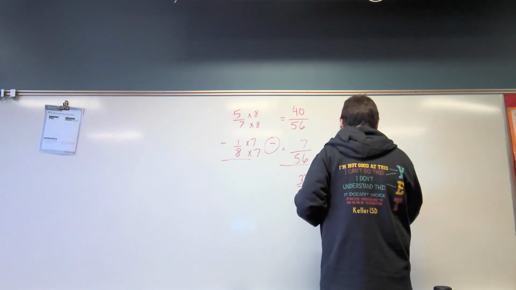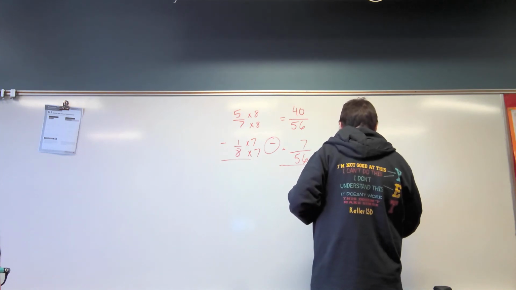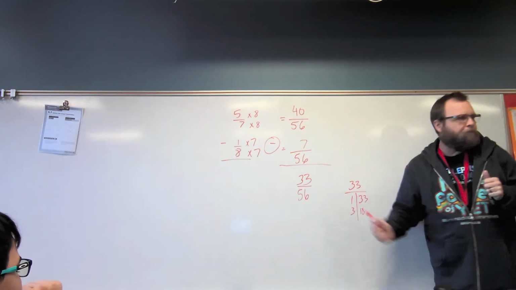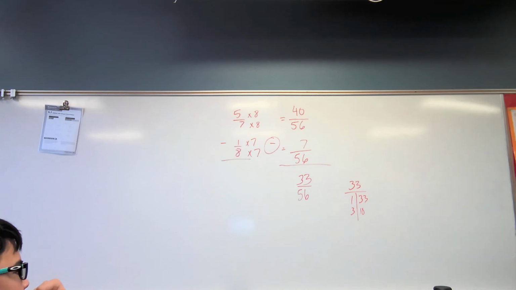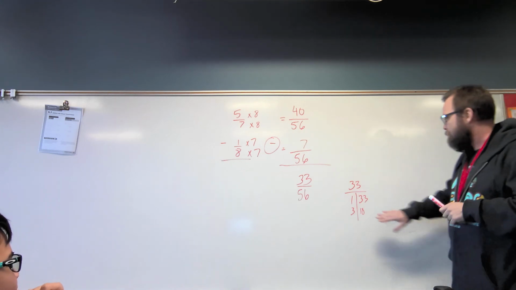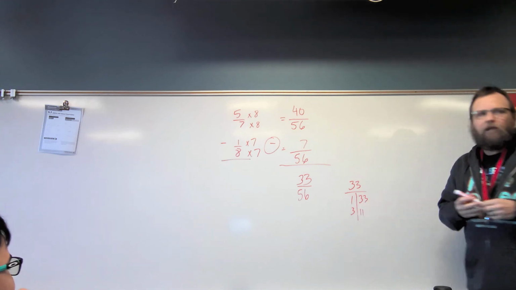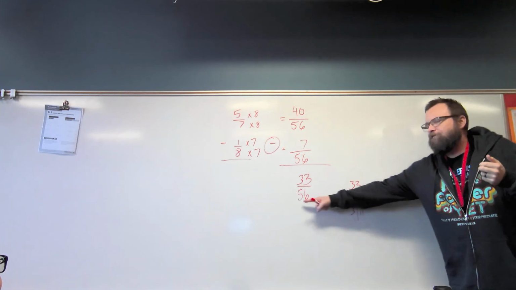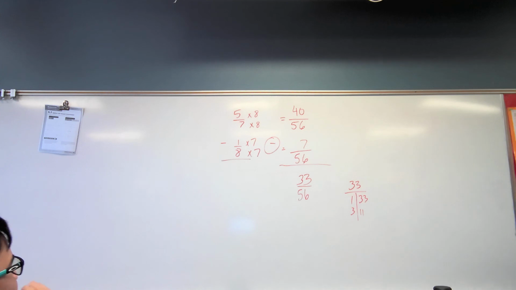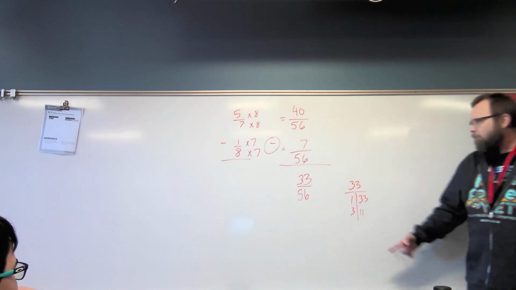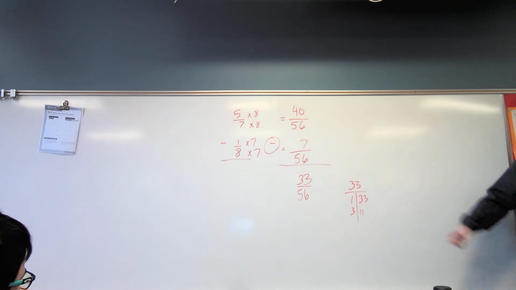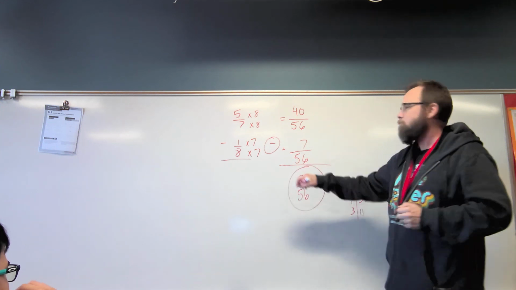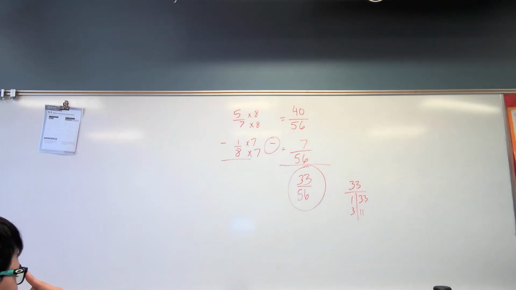33 doesn't have many factors, so I'm going to do that one real quick. 1 times 33 and 3 times 11. So now let's look. Is 3 a factor of 56? Does 3 go into 56 evenly? Well, what's 5 plus 6? 11. Is 11 a multiple of 3? No. Does 11 go into 56? No. Does 33 go into 56? No. So that means it's already in simplest terms. So that would be la respuesta correcta.